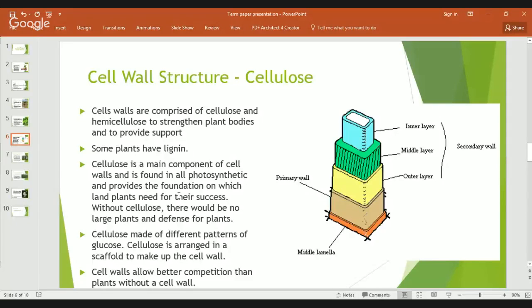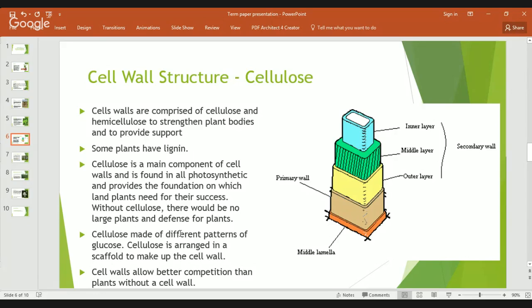All right, so here we get to the cell wall structure, which involves cellulose. Cellulose is made of different materials such as glucose, and they're arranged in different patterns, much like a scaffold of a building, to make up a cell wall. Some of these cells also have hemicellulose to strengthen the plant body since it provides support.